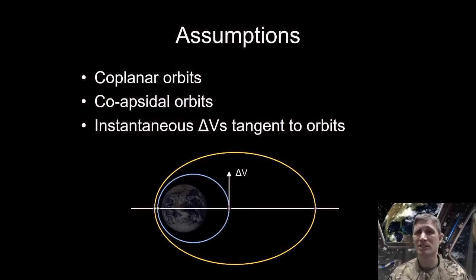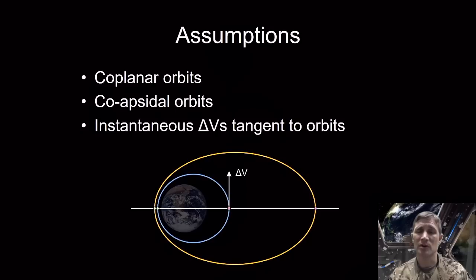So what assumptions go into a Hohmann transfer? Well, first off, all of these orbits that we're going to be moving to and from all have to be in the same orbital plane. So we assume they're coplanar. Just kind of like the orbits that are on your screen right now. They're all on the same plane of the screen.